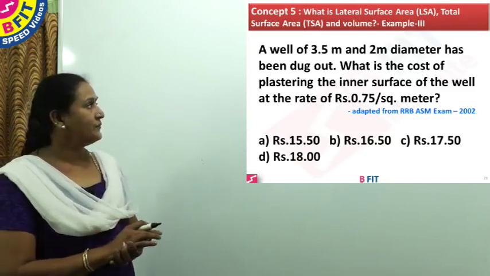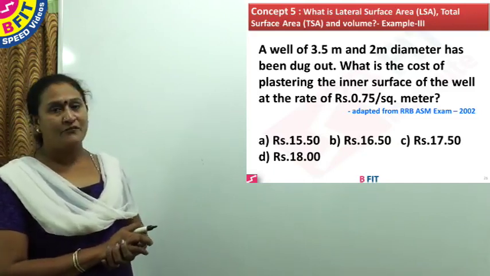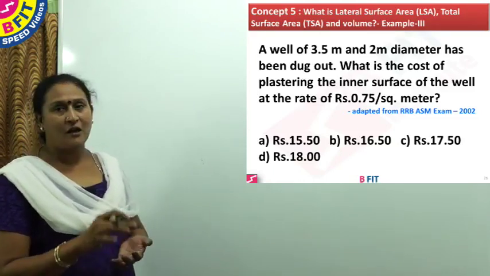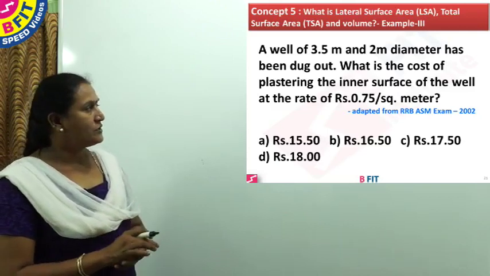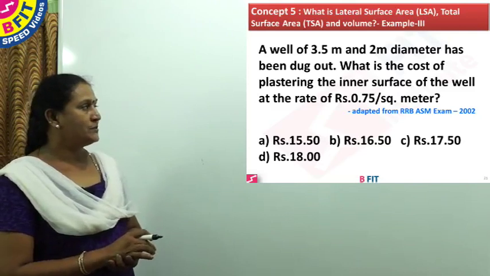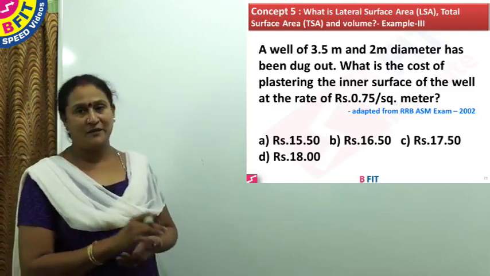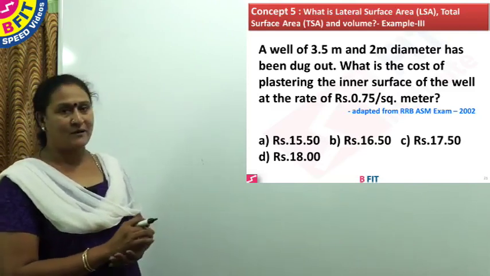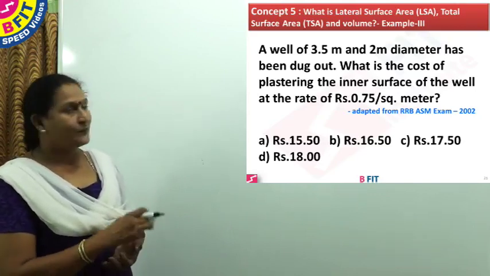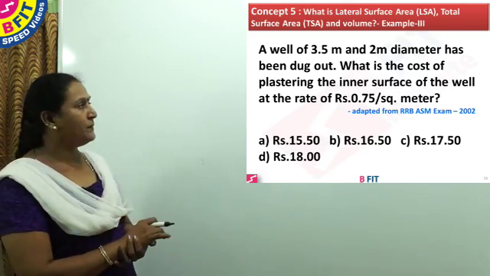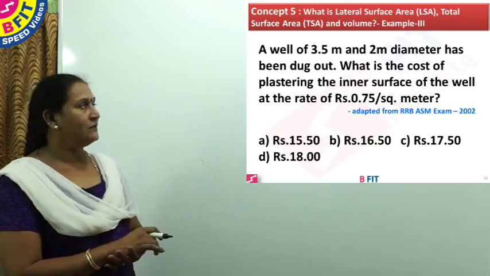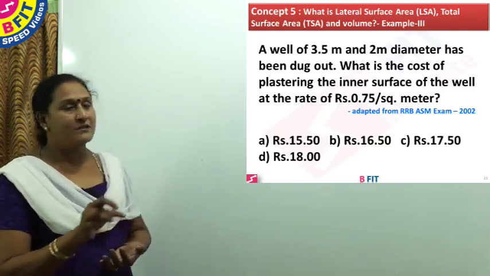The question is, a well of 3.5 meter depth and 2 meter diameter has been dug out. What is the cost of plastering the inner surface of the well at the rate of rupees 0.75 per square meter? So the cost per square meter is given, and we are digging a well of depth 3.5 meter and diameter 2 meters. Now what is the radius of the well? Half of the diameter, so the radius is 1 meter.